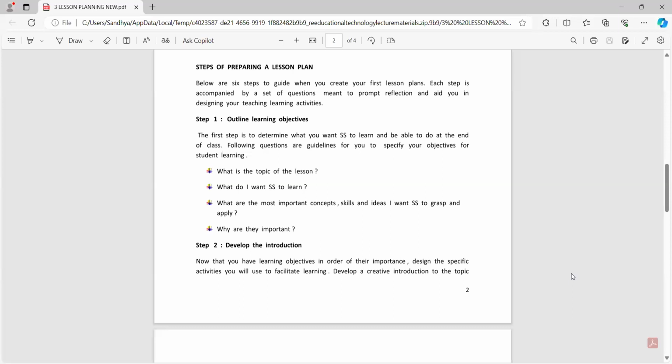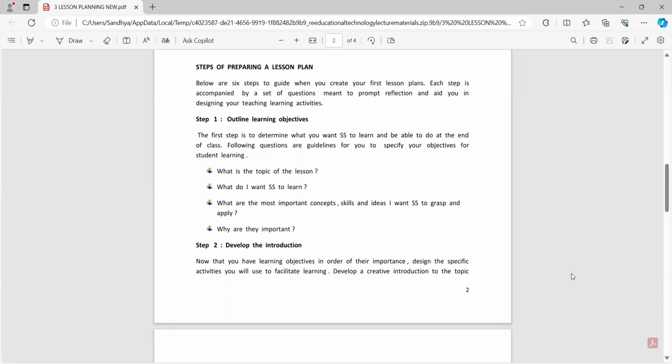The first one is, you have to outline the learning objectives of the lesson. Now suppose today I have to do this lesson. I have to do this part of the syllabus. So you have to definitely think what are the specific objectives of the lesson. What are specific objectives? What will my students be able to do at the end of the lesson? First one is outline learning objectives.